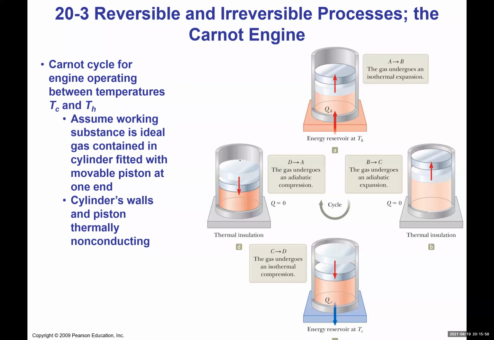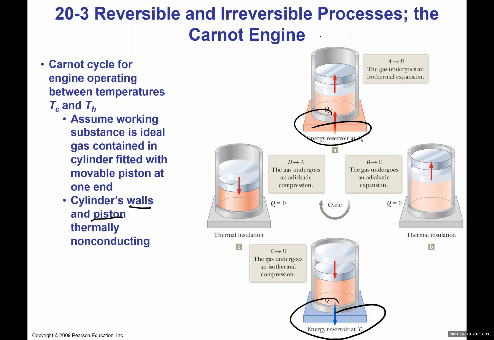That means let's say we have a piston that is free to move up and down. Okay. So the cylinder walls and piston are thermally non-conducting. That means they're good insulators, but the bottom is conducting, because we need to make contact with some kind of energy reservoir that adds energy to the system or removes energy from the system.